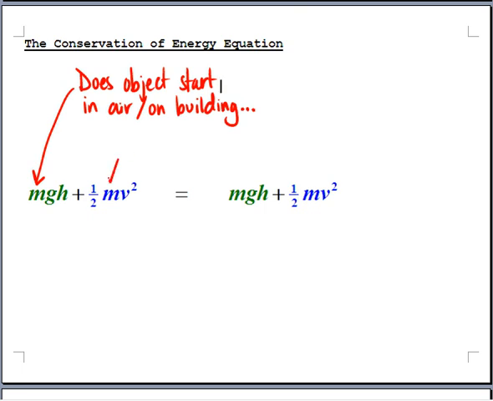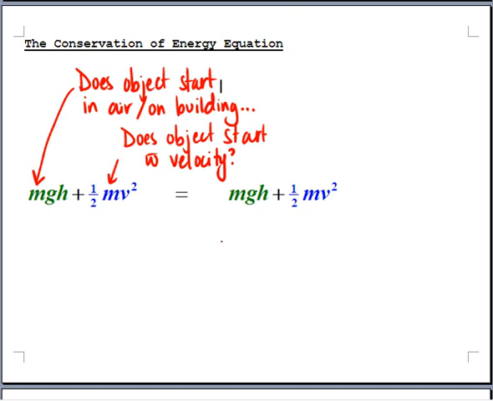For the 1/2 mv squared, you want to ask yourself, does the object start with some velocity? Is it moving initially? And it may or may not be. If it is, then you would say it's got some kinetic energy, and if the thing is at rest, like Joe holding the ball out over the side of the building, it was at rest to start, then you wouldn't have to worry about that.